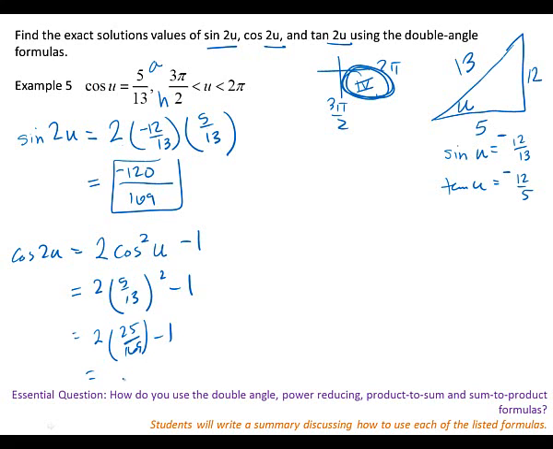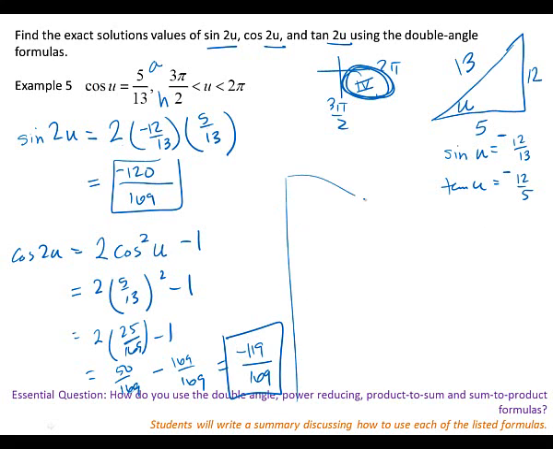Let's see. 2 times 25 is what? 50 over 169. What's a better way to write the 1? Good. 169 over 169. All right. What's 50 minus 169? Negative 119 over 169. Again, all we did was apply a formula.